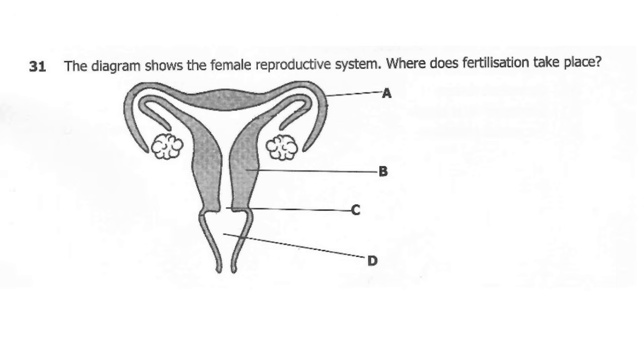Question 31. The diagram shows the female reproductive system. Where does fertilization take place? Is it A, B, C, or D? You can drop your answer in the comment section. Excellent work, chat. The correct answer here is A. So fertilization will take place inside the fallopian tubes or oviducts. So that is where fertilization occurs. Excellent work, chat. All right, we move on to the next question.